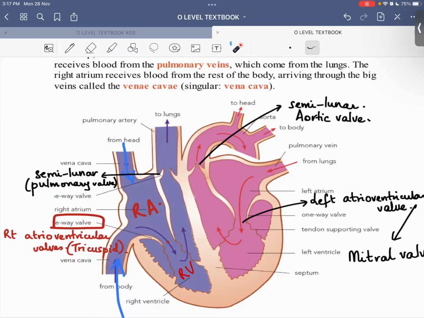ठीक है. और एक चीज याद रखना कि when you have to write down an absolute feature for an artery or a vein, वो ये नहीं होता कि arteries carry oxygenated blood and veins carry deoxygenated blood.